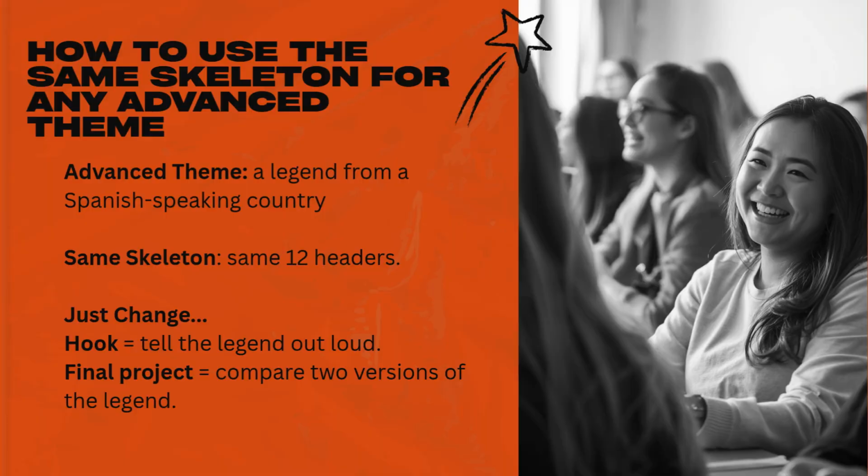How to use the same skeleton for any advanced theme. The exam might not give you a poem and poet. We don't know. They might give you something else, but the skeleton works for any advanced theme. Advanced theme: a legend from a Spanish-speaking country. You will use the same skeleton, same 12 headers. Just change the hook. Tell the legend out loud. And the final project: compare two versions of the legend.